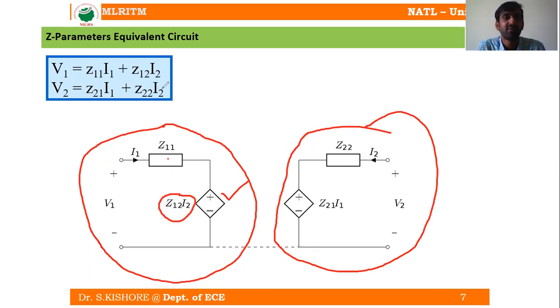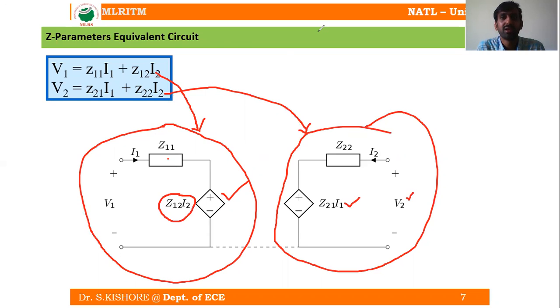Similarly, for this side, this is corresponding to the first equation, and this is going to be the second equation. So V2 is going to be equal to I2 into Z22. So here, I2 into Z22, the current I2 and the resistance. Simply applying KVL, this is the KVL expression for this circuit. So I2 into Z22 plus Z21 into I1. So this is going to be our right hand side, the second equation loop expression.